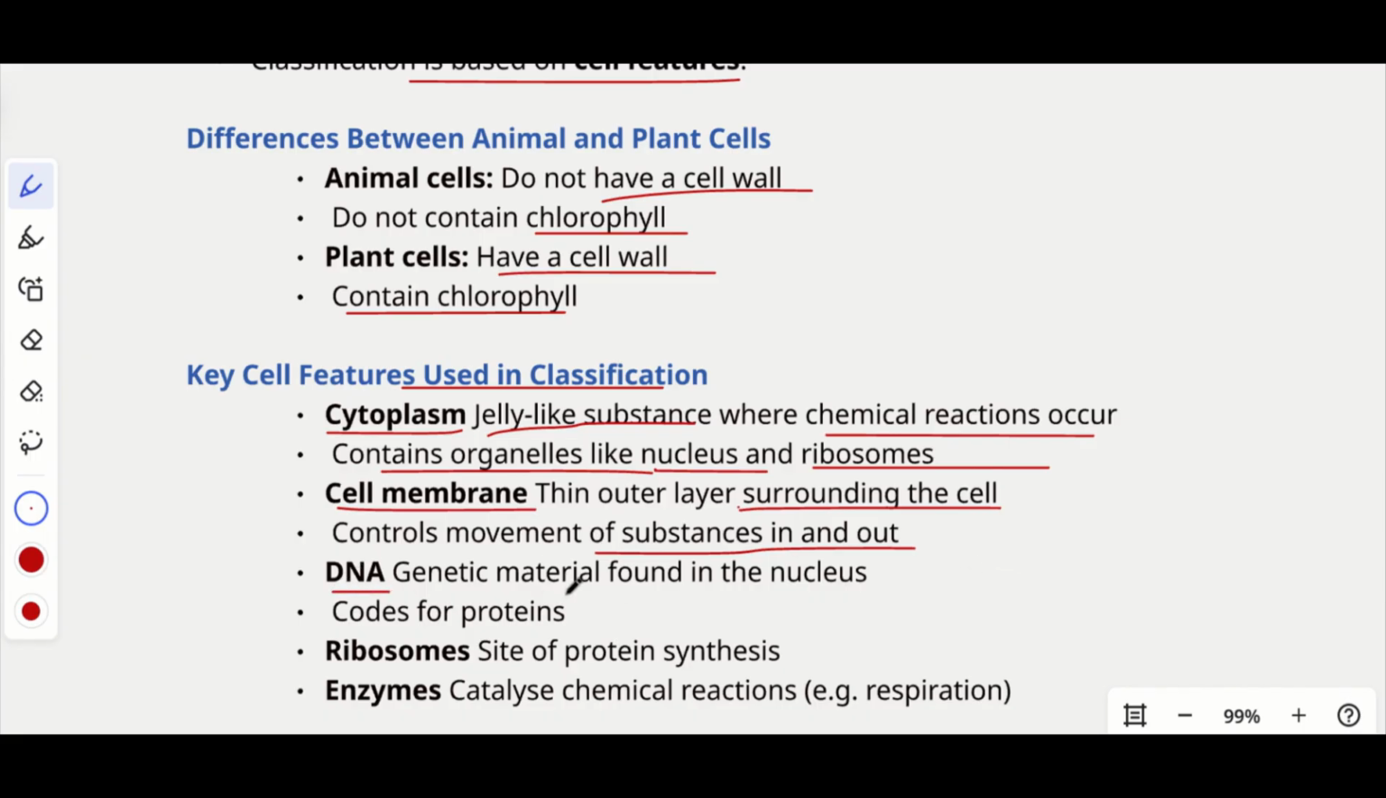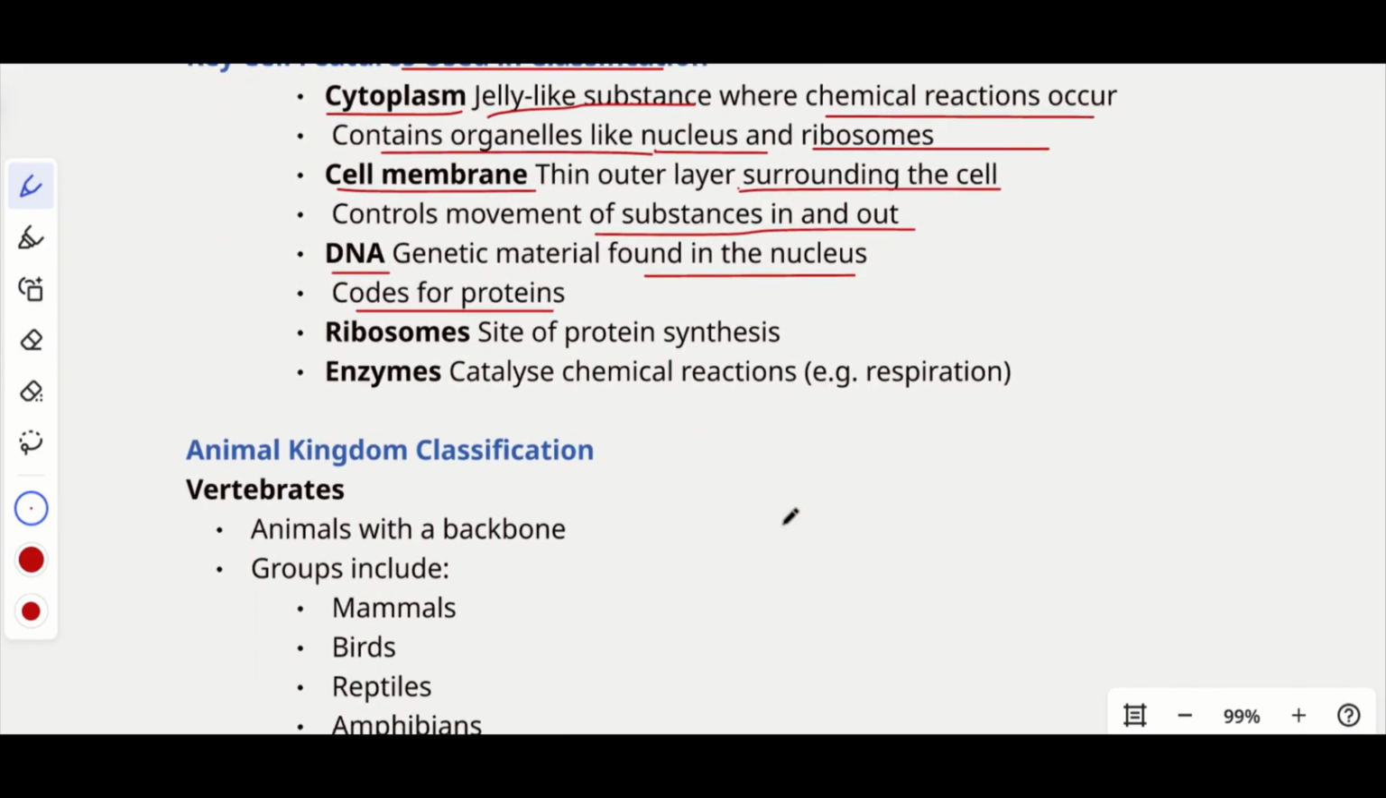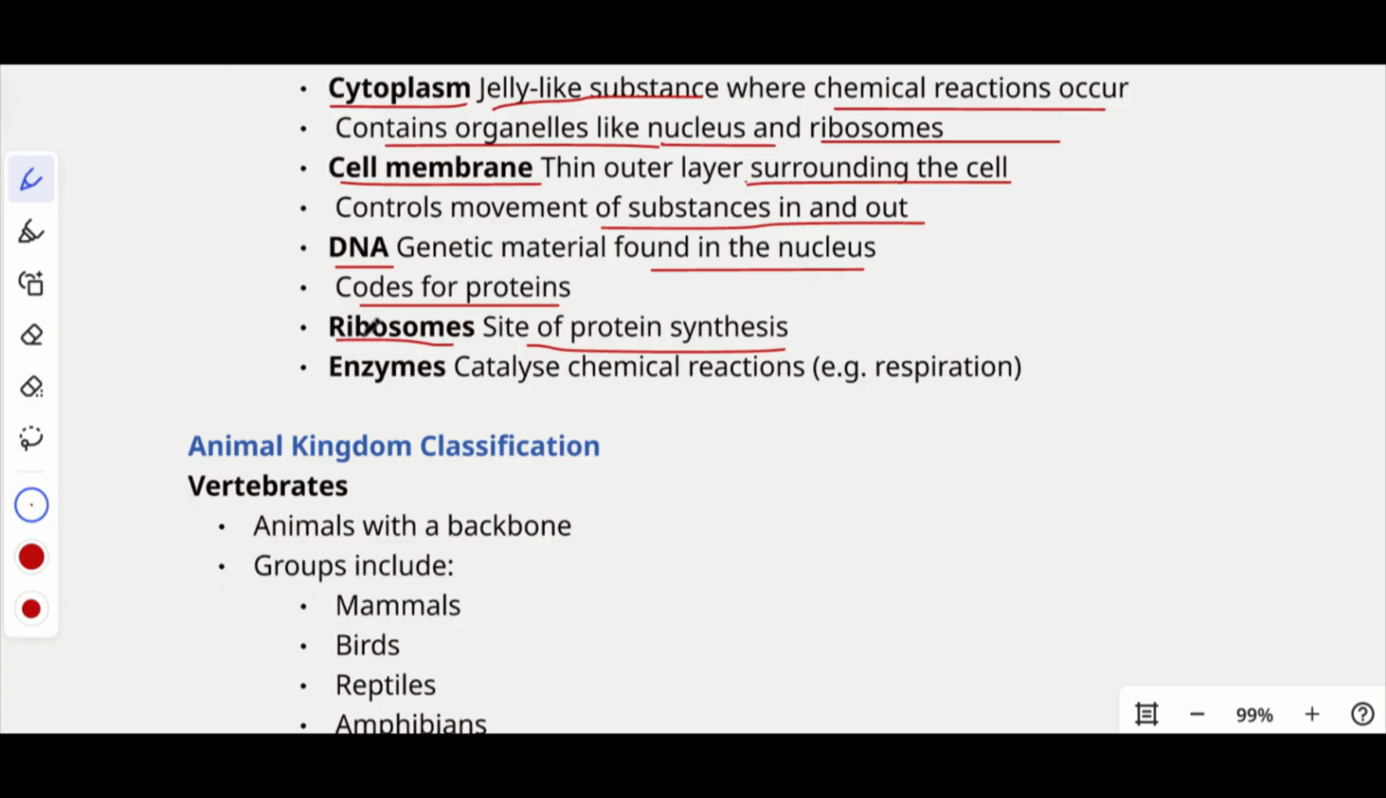And what is DNA? That is the genetic material found in the nucleus. It contains the instructions for making proteins, so it codes for proteins. Next, we have the ribosomes. These are the sites of protein synthesis. And we have the enzymes. Enzymes are biological catalysts. They speed up chemical reactions in the cell, such as respiration.